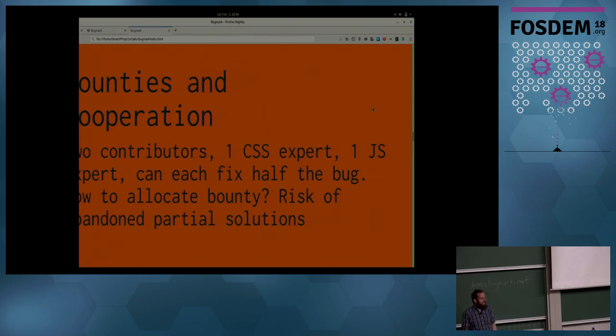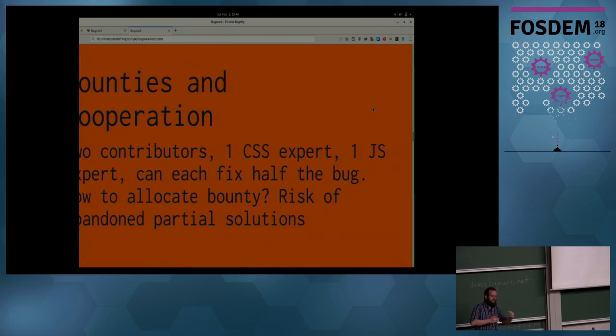This is my favorite. Imagine I find a bug in a web application, and it needs some work done on JavaScript, and it needs some work done on CSS. I put up a bounty. Now, a JavaScript developer might work on the thing, nail the JavaScript part, get stuck on the CSS, but he's not going to say anything because he's trying to claim the entire bounty. Meanwhile, somebody else fixes the CSS, they get stuck on the JavaScript. Again, they're trying to claim the bounty.